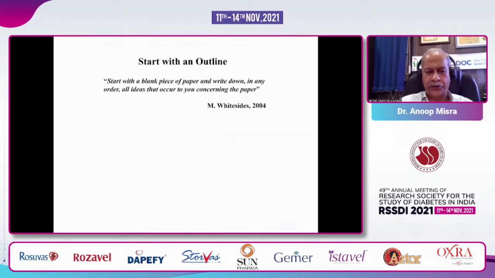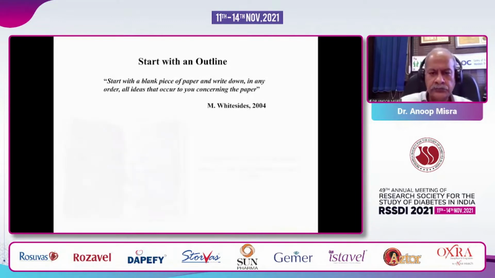This is also very important. Start with a blank piece of paper and write down, in any order, all ideas that occur to you concerning the paper. Don't even worry about what order you're writing, what you're writing. Just go on writing on that piece of paper and preserve it once you're finishing the paper. Because once you start writing and once you're finishing, maybe there's a 3 months interval, and the first piece of paper is most important. And maybe in the final writing, you may have missed something which you have jotted down initially.